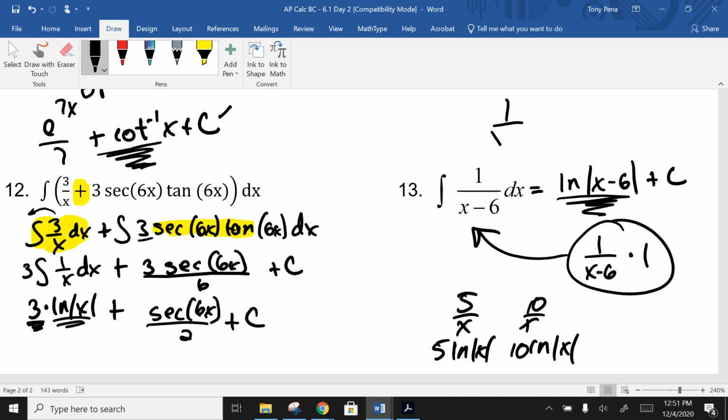So even if I give you like 1 over x plus 10, that's still just the natural log of x plus 10. As long as your exponent is a 1, as long as that coefficient is a 1 for the x, it doesn't matter what we're going to add or subtract. That's still just our natural log.